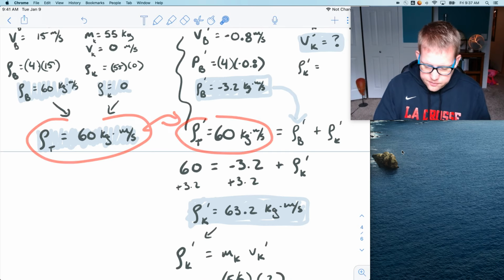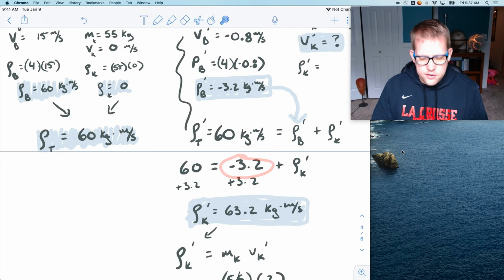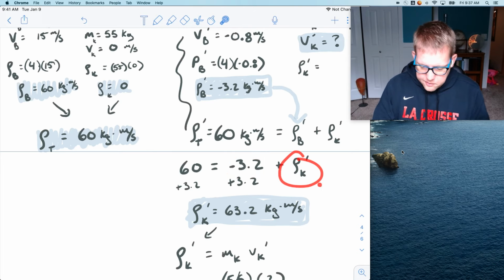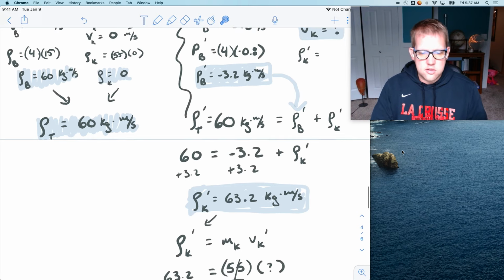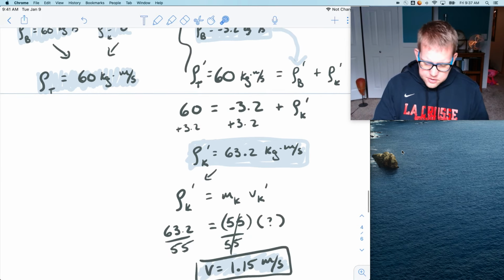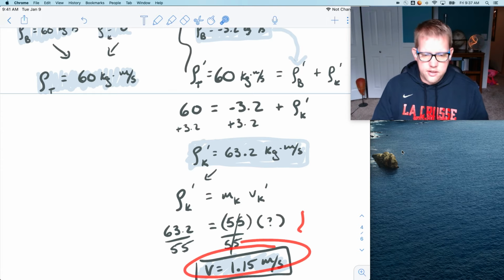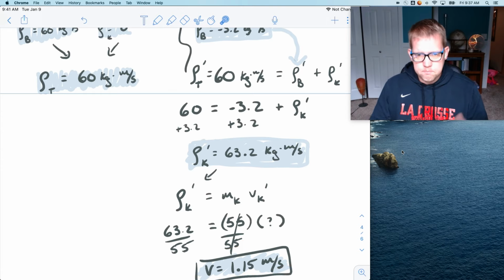Okay, so what we did is we took the momentum before and the momentum after. We said they were equal. We used the momentum of the ball after, and we figured out what the momentum of the kid must have had afterwards. Once we knew that, we used his mass, and we were able to solve for the velocity of the kid. Okay, so there's that.